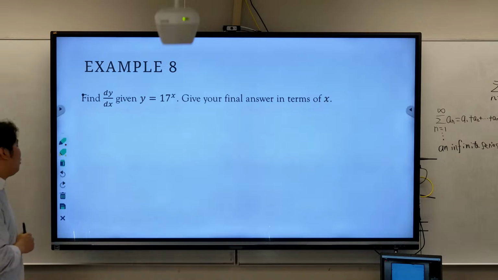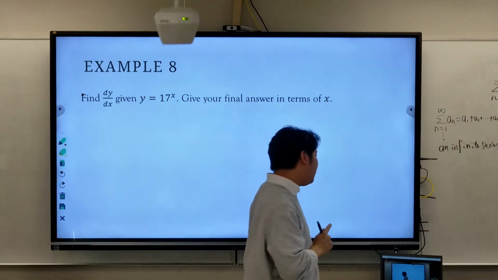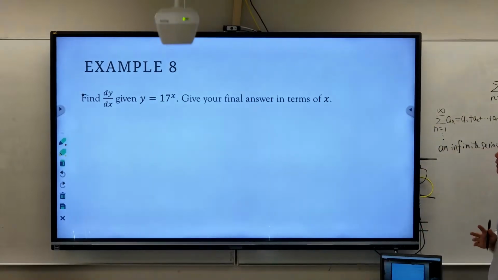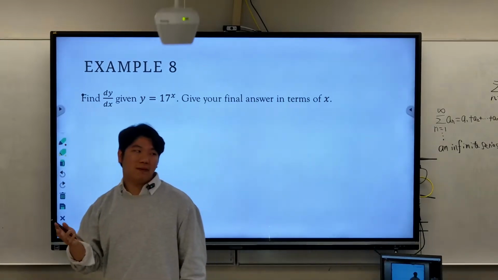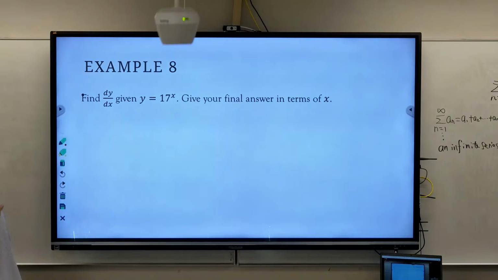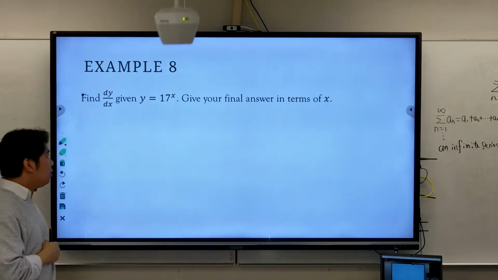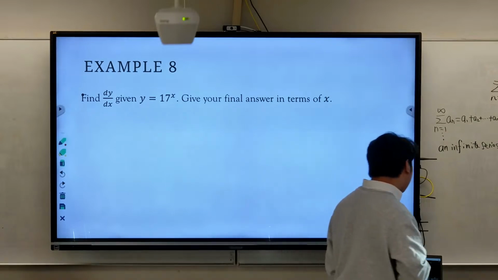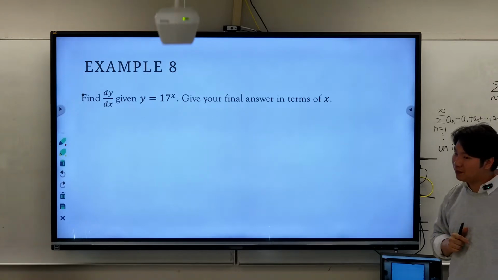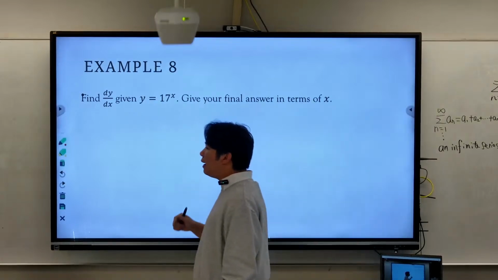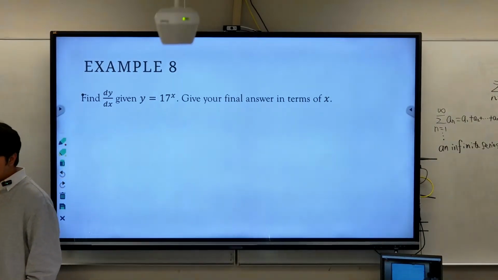So example 8 was: find the derivative dy dx if I have the function y is equal to 17 to the x power. And then let's say I want my final answer to not have any y's. I want to make sure my final answer only has x's for us to work with. So what was that first thing that I did last time? What was the first step on how I started this problem from the previous lecture? If I was looking at y is equal to 17 to the x.